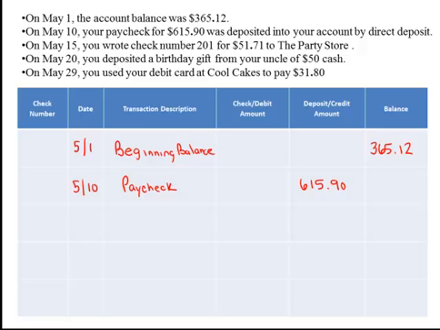To find the new balance, we add $615.90 with $365.12 to obtain a new balance of $981.02. Then on May 15th, you wrote check number 201 for $51.71 to the party store.